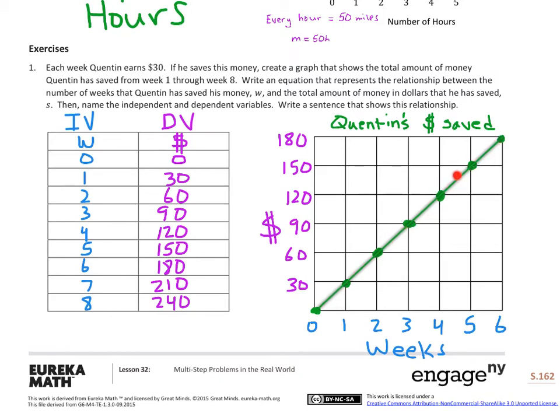I could get them all on here, but you can see the line helps me project where I would go if I got beyond 6 weeks or beyond $180. And it lets me see the relationship. For every week, there's $30 made. 2 weeks times 30 is 60.